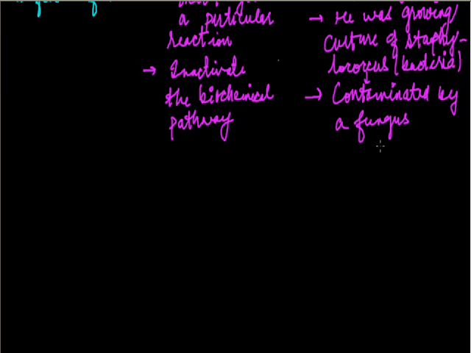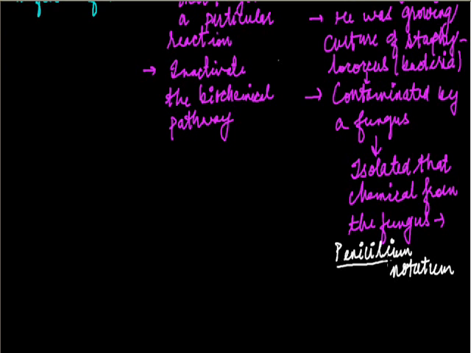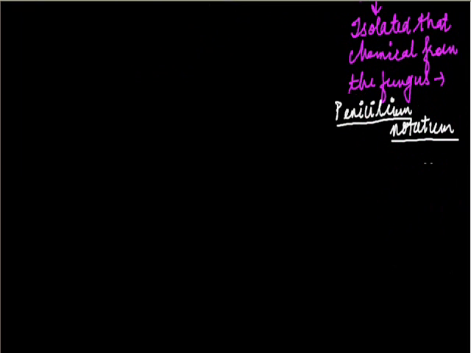So he isolated that chemical from the fungus, and the name of that fungus was Penicillium notatum. Penicillium notatum was the fungus from which he got the first antibiotic, penicillin. This was the antibiotic prepared by Alexander Fleming for the first time.